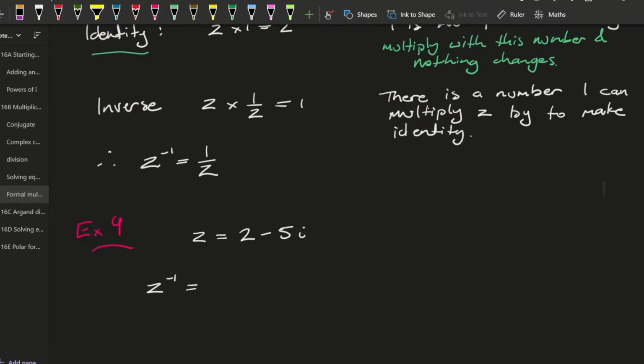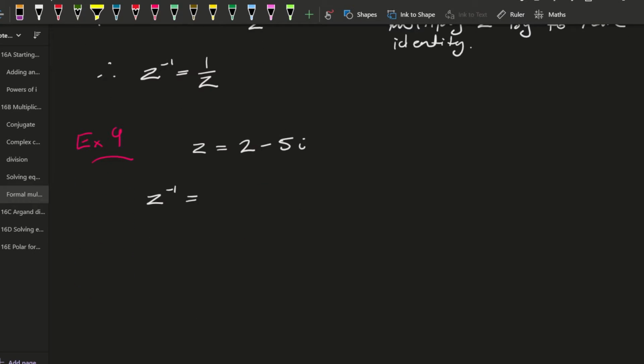All right, let's get on to an example here, the final example of the lesson. So we have Z equals 2 minus 5i, and they want us to find Z to the minus 1. So we know from above that is just 1 on Z. And the numbers we have here are 2 minus 5i. So we use the complex conjugate of 2 minus 5i just by flipping the sign for the imaginary coefficient. And of course, we're still just multiplying by 1 there, nothing changes.